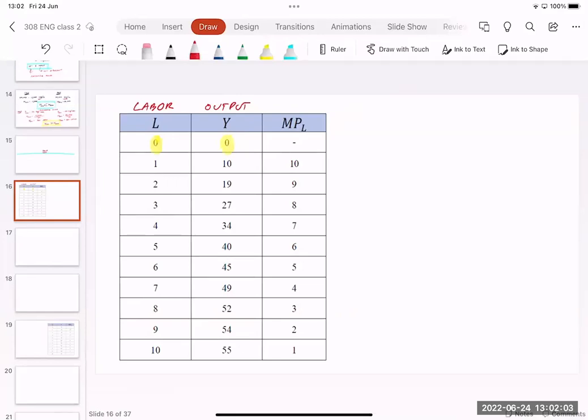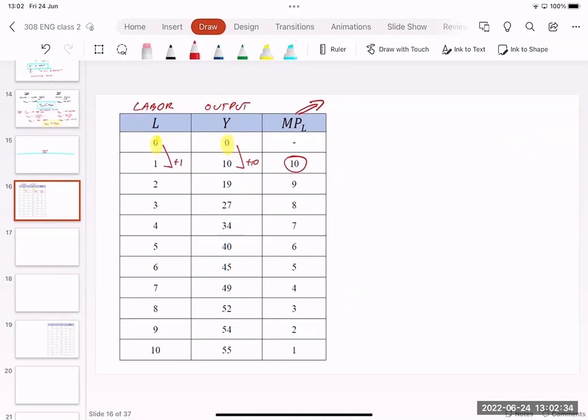However, if you add one more labor into the factory, from 0 to 1, what does it mean? He or she can work for you. You can produce more, from 0 to 10. As you can see, you're adding one labor into the factory, and you can produce more from 0 to 10. And the number 10 is shown in the column of MPL.